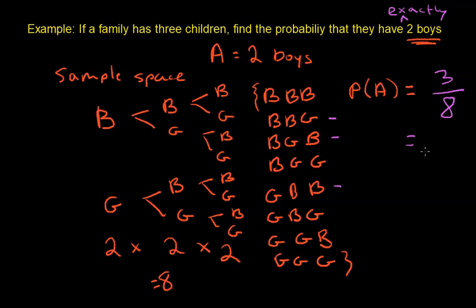If you plug that into a calculator, you could leave it as a fraction, but you could also report it as a decimal. You get 0.375. Okay, so in other words, you could interpret that to mean that 37.5% of families that have 3 kids have exactly 2 boys.